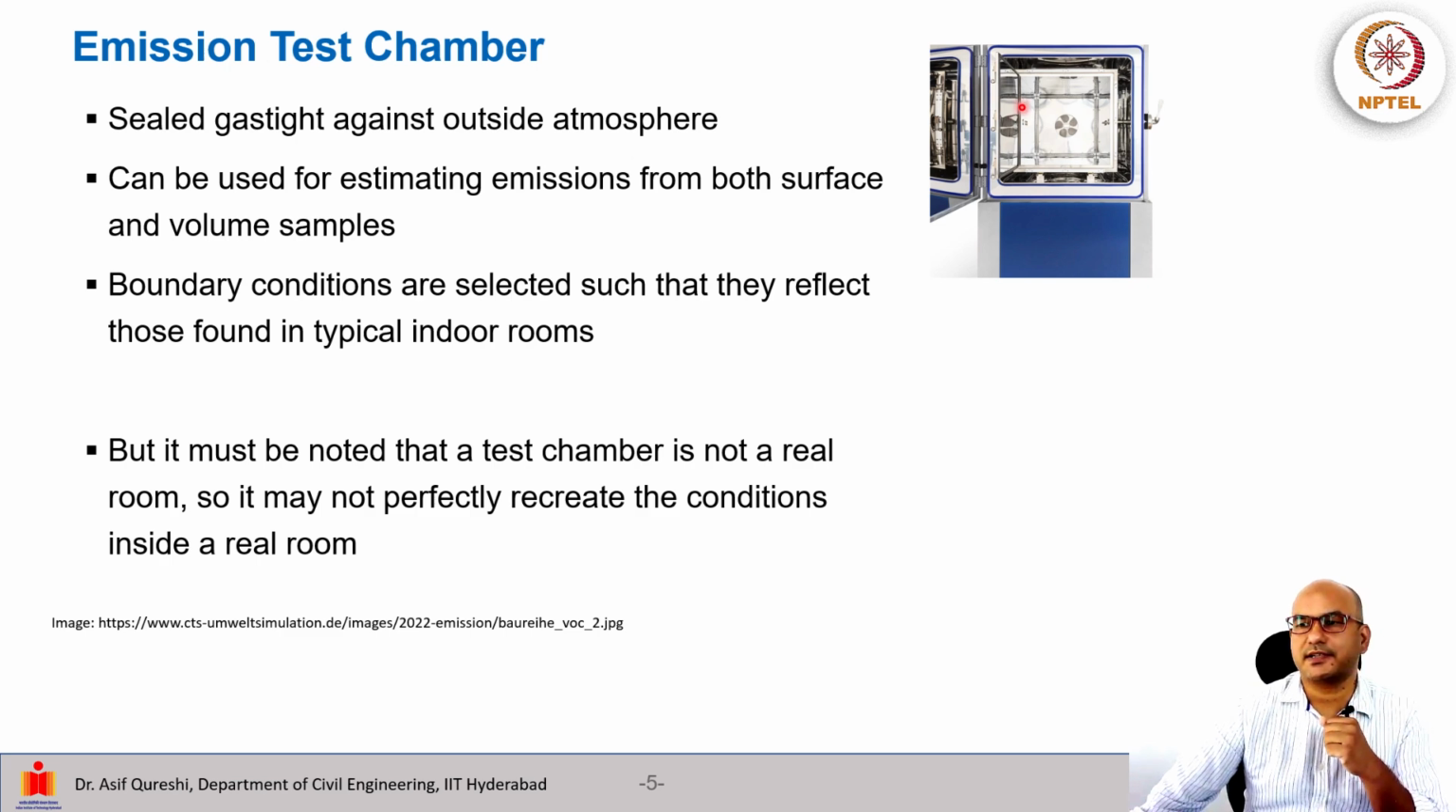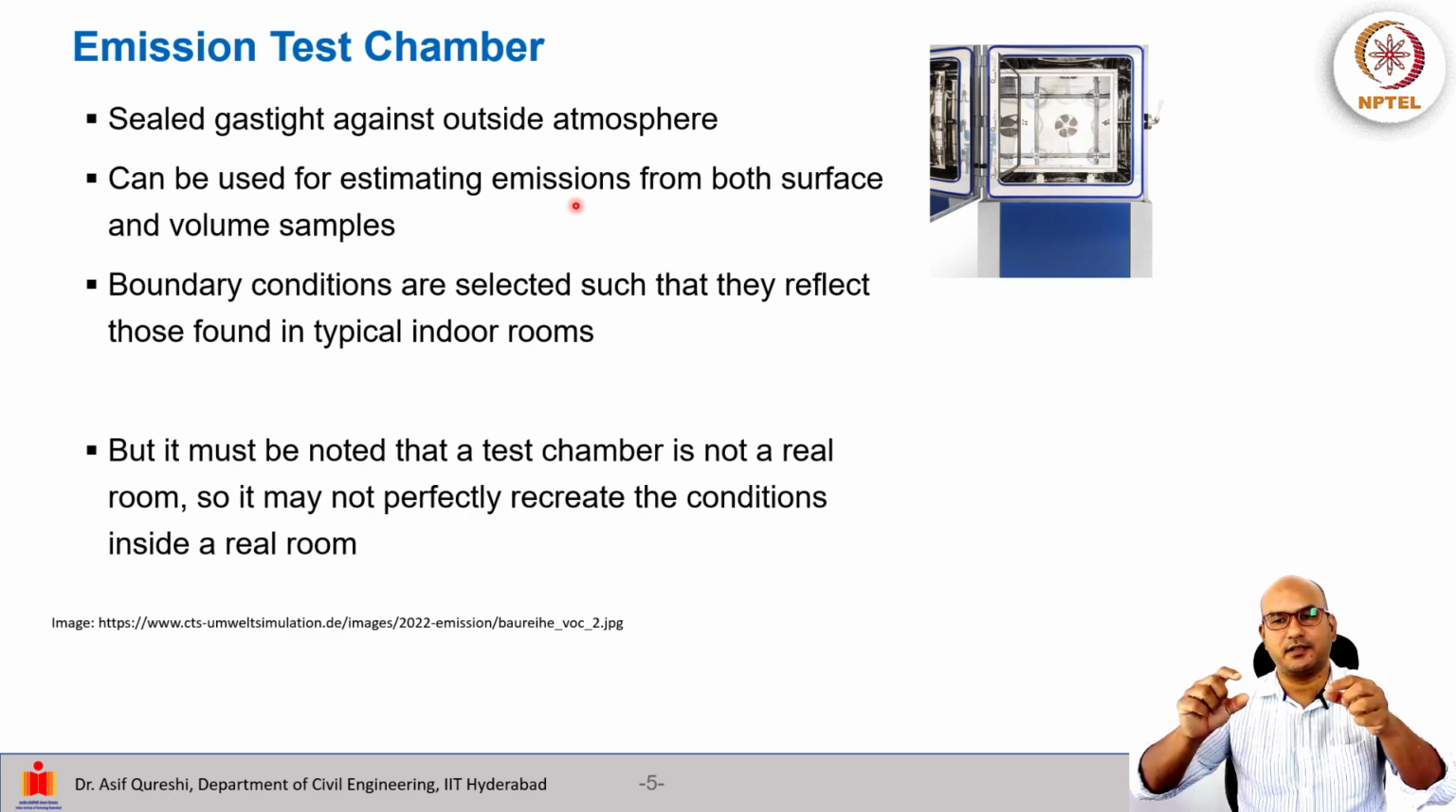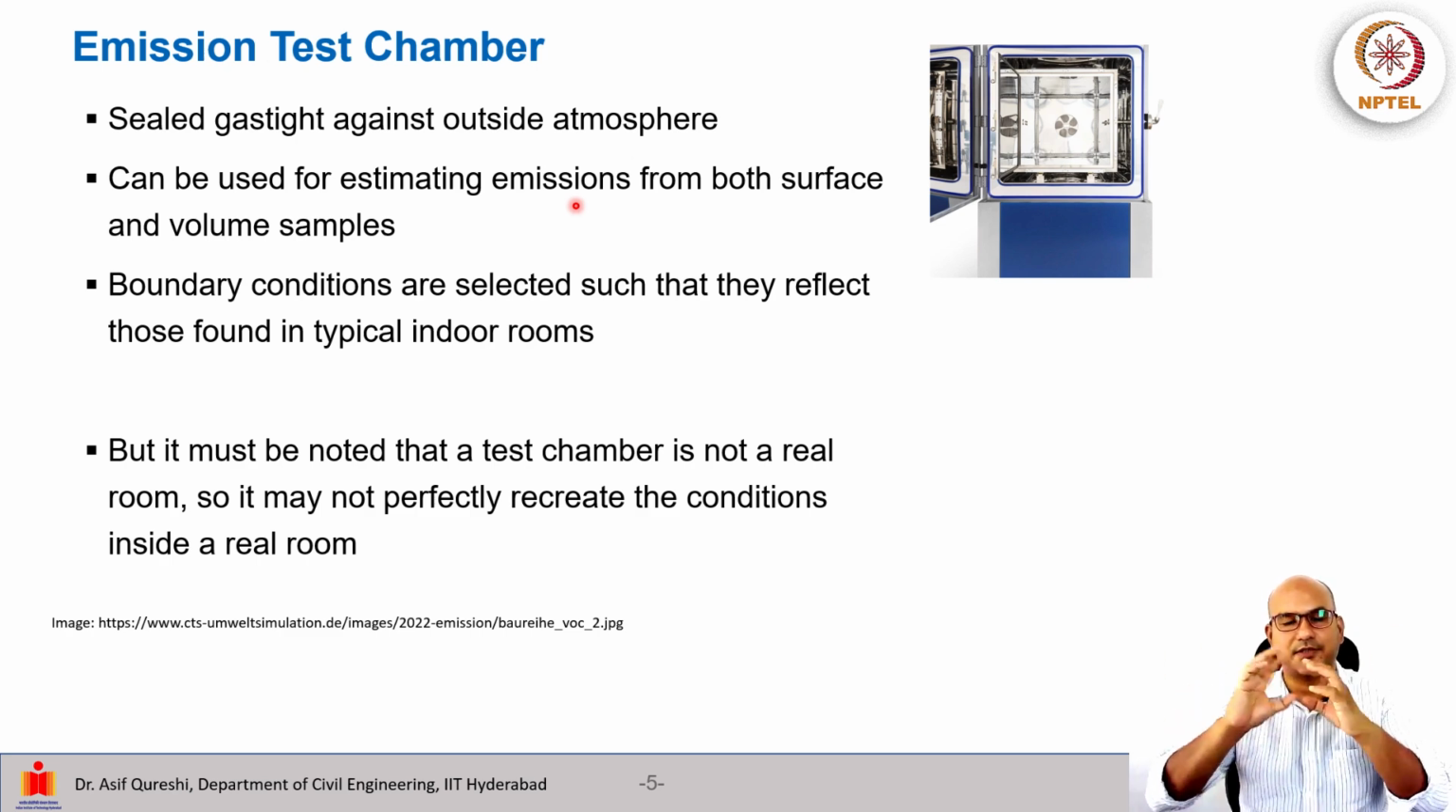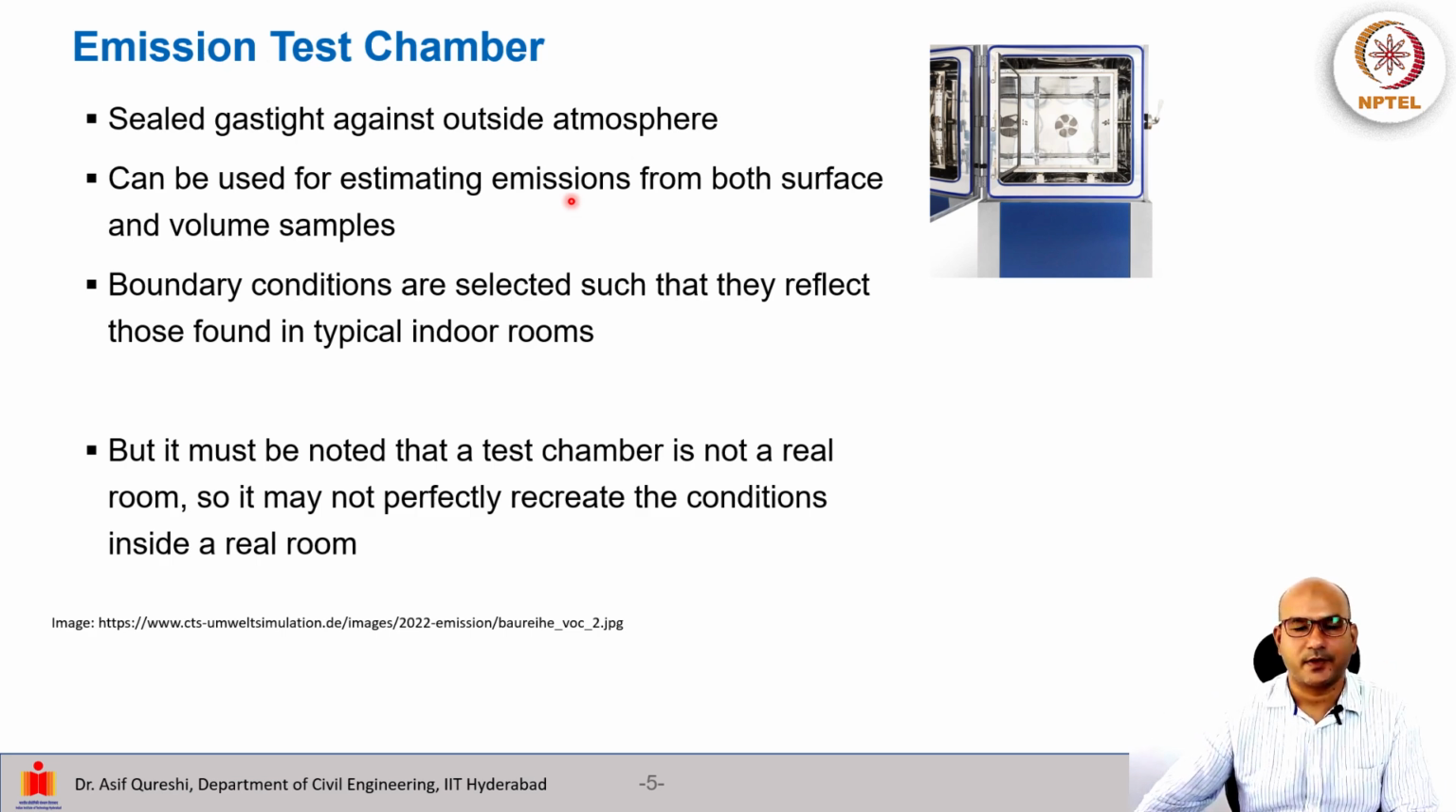So an emission test chamber, again, the sample is placed inside and this is closed, so it is sealed gas tight against the outside atmosphere, so no other factors can influence these emissions. Then it can be used for estimating emissions from both surface and volume samples. So we can cover the surface, or we can put the material on some sort of a stand so that the emissions are occurring from all the sides, so the whole volume is there. And then boundary conditions, we will see them in a bit.